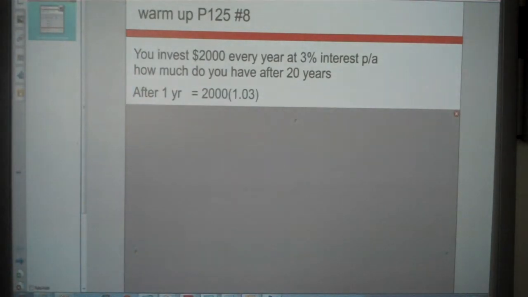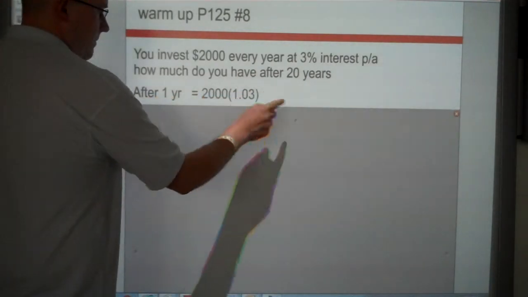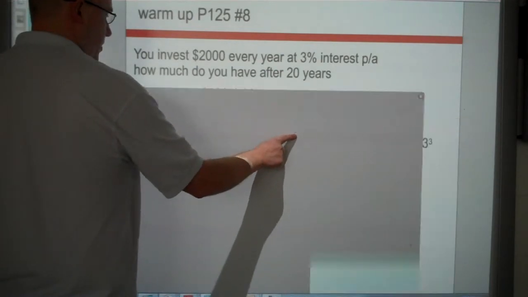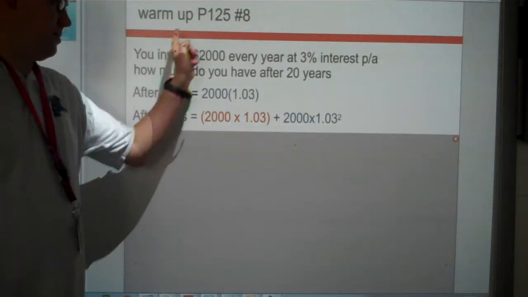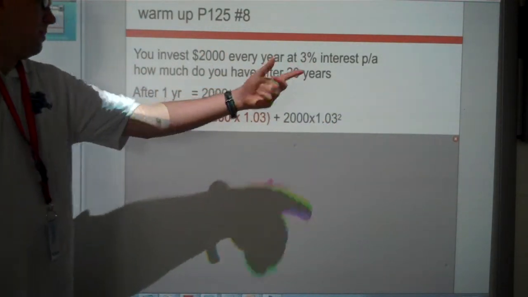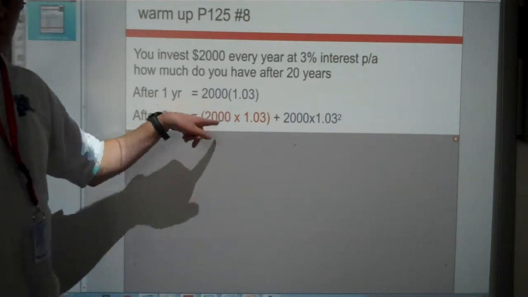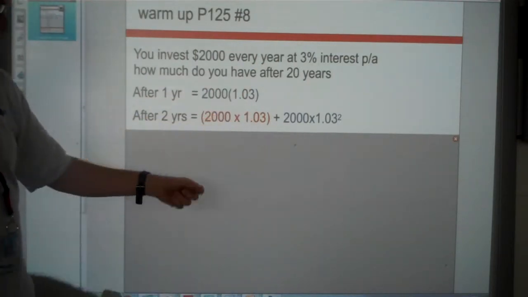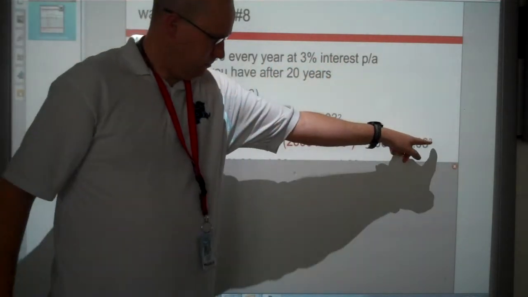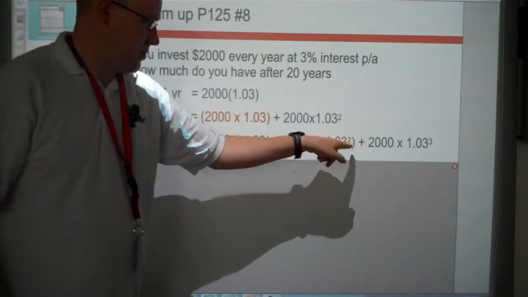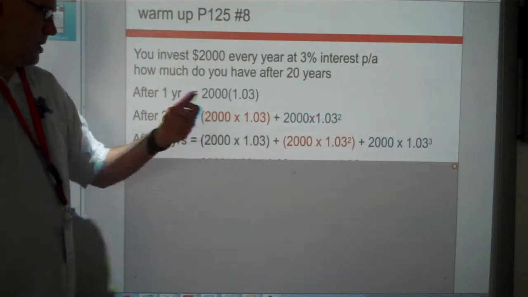So, if we did this to begin with, after 1 year, you'd have $2,000 and you get your 3% interest, which would be this. Now, I've deliberately colour-coded my answer so we can actually track the money. Now, after 2 years, the initial amount that we put in has got 2 years' worth of interest. But we've also got another $2,000 that we put in after 1 year that's got 1 year's of interest. If we do it for 3 years, then our initial amount has 3 years of interest. We have one that's got 2 years of interest, and then we've got another one that's got 1 year's of interest in it.